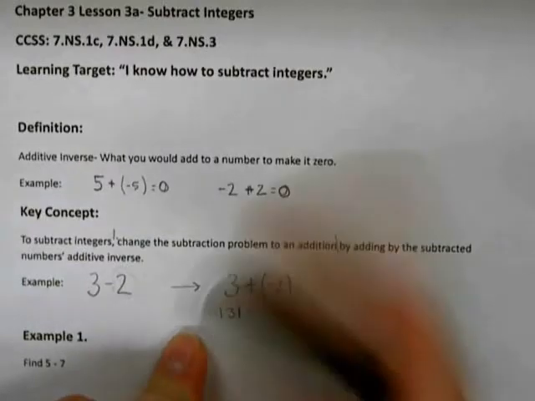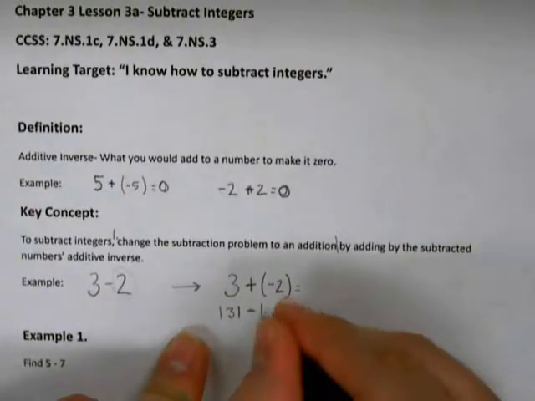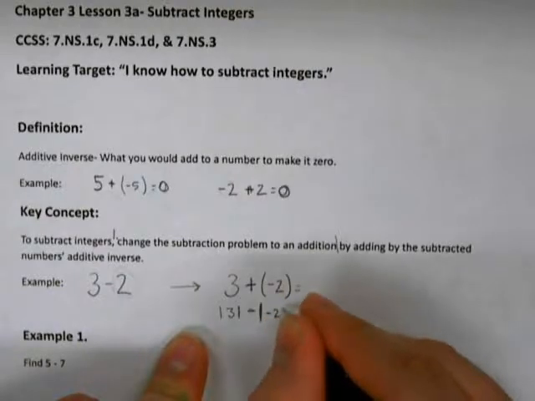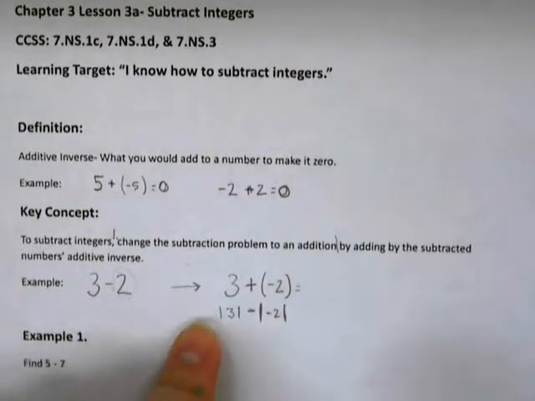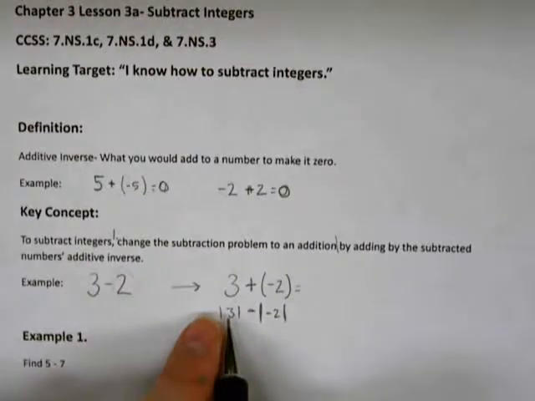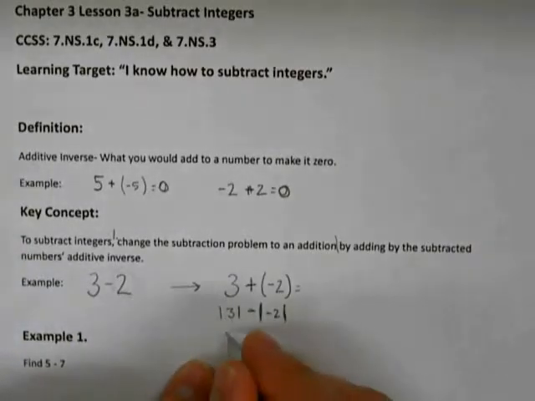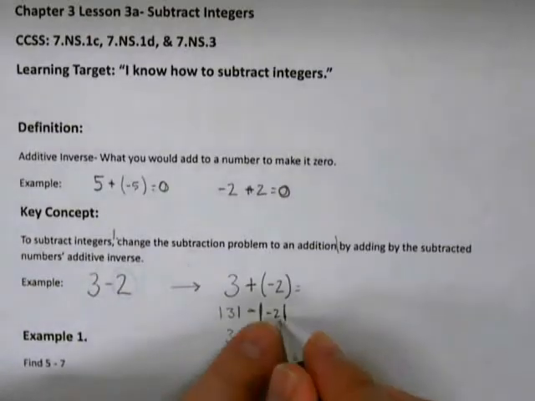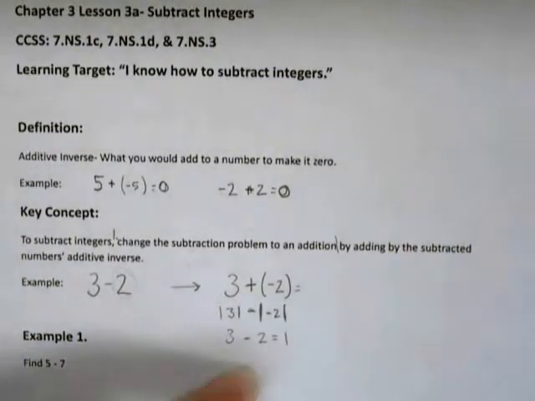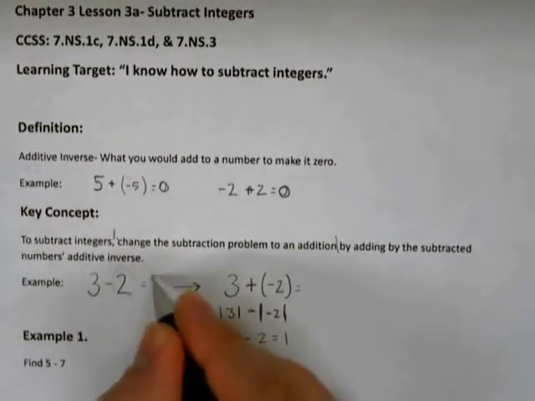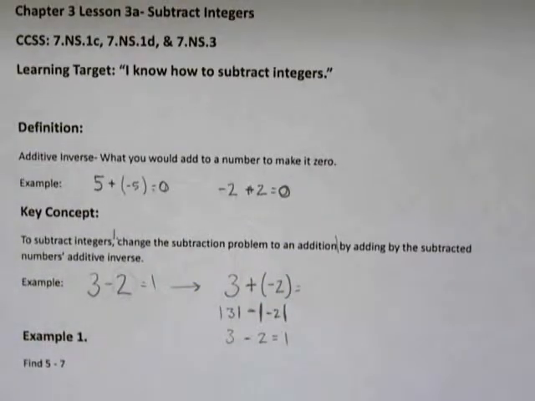So the absolute value of 3, and we subtract the absolute value of negative 2. Remember the rule: if the positive number is greater than the negative number in absolute value, then the answer will be positive. The absolute value of 3 is 3, and the absolute value of negative 2 is positive 2, and we end up getting 1. It's the exact same answer, but we need to know how to write subtraction problems as addition problems.